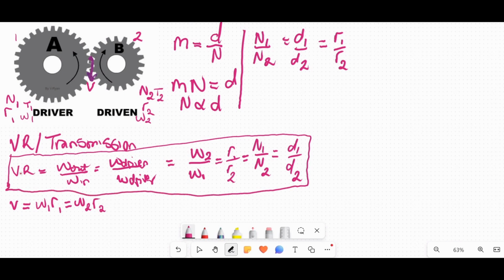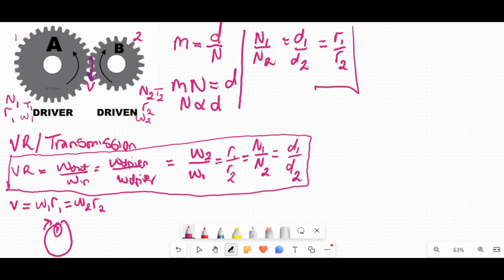This is how you get your velocity ratio. One thing to note though is that in an external gear train like this, if gear A is going in this direction, gear B will be going in the opposite direction. So direction changes at each transmission, at each meshing point. But in an internal gear train, the one I talked to you about, with a big gear and a small baby gear, if gear A is going clockwise, the bigger gear also goes clockwise. There's no swap in direction.